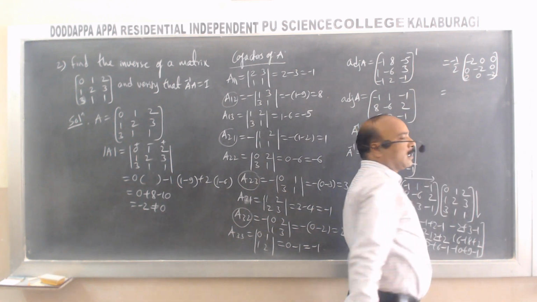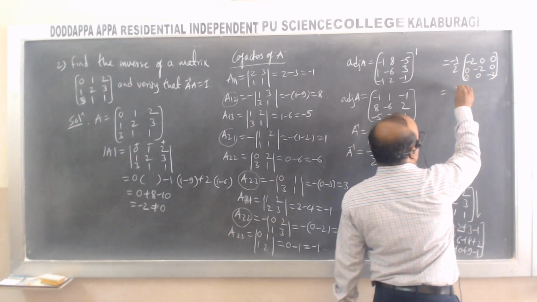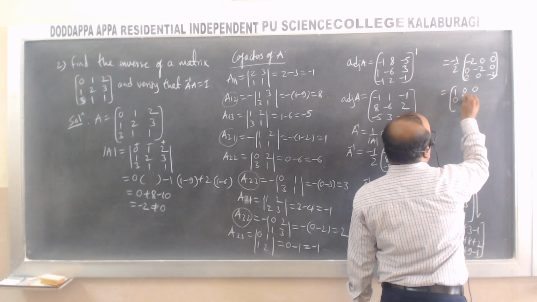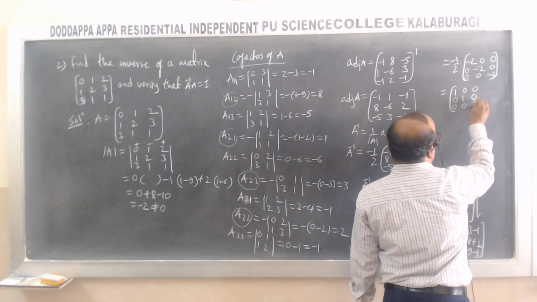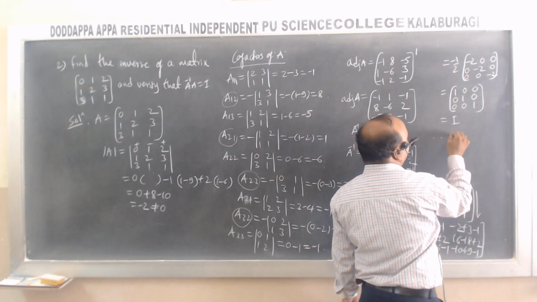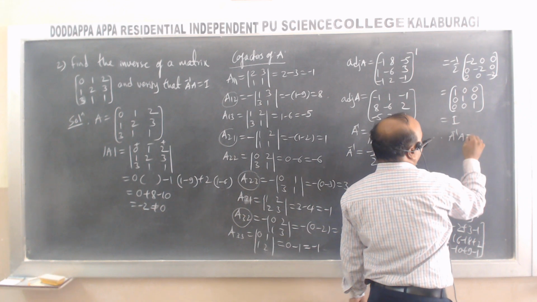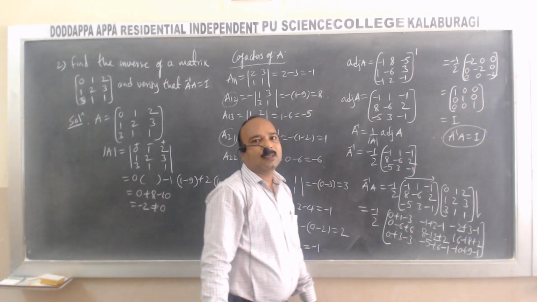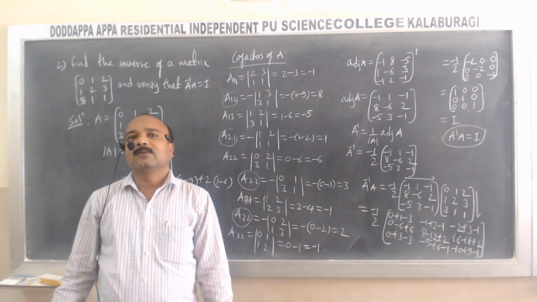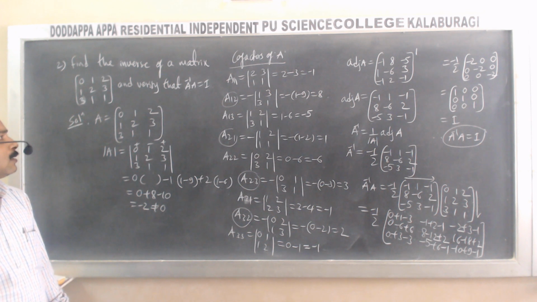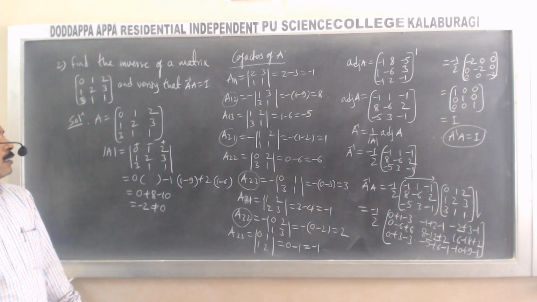Now by scalar multiplication, multiplying every element by minus 1 by 2, we get 1 0 0 0 1 0 0 0 1. So it is equal to I. Therefore we proved that A into A inverse equal to I. It is the verification of the result. Like that we prove the result by using the inverse of the square matrix. Take the solution.